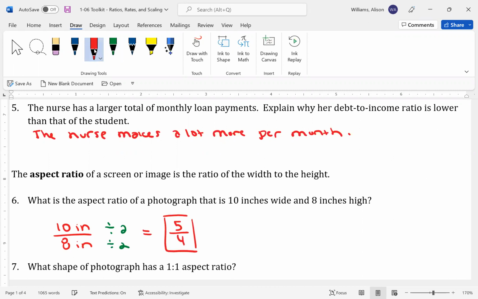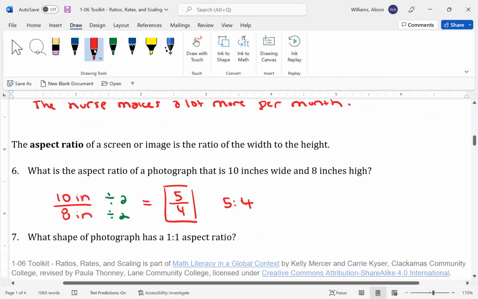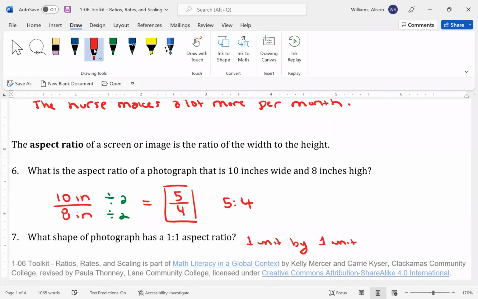That is the aspect ratio, or if I wanted, I could do the colon version if I wanted to. We tend to work with the fraction version just because we're used to working with fractions so much in math, it makes sense. But you can write it with the colon if they don't specify. What shape of the photograph has a 1-to-1 aspect ratio? So that's 1 inch wide by 1 inch high. So whatever the unit is, it's a 1 unit by 1 unit. That's a square. If they're equal, that's a square. So we're looking at a square if they're equal.